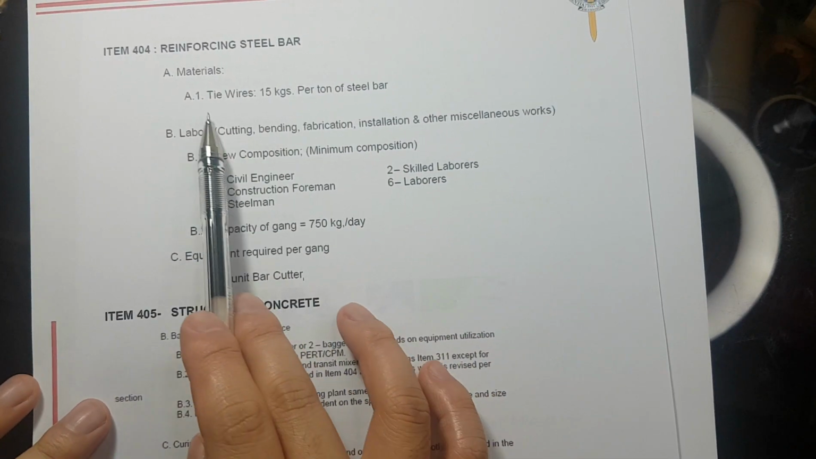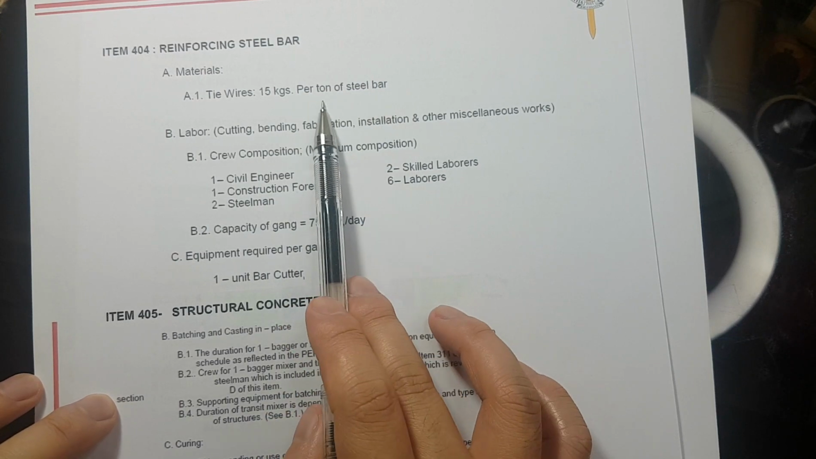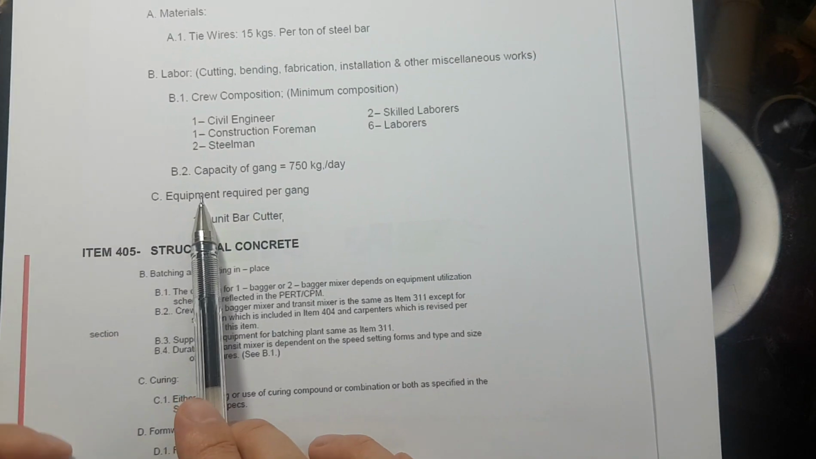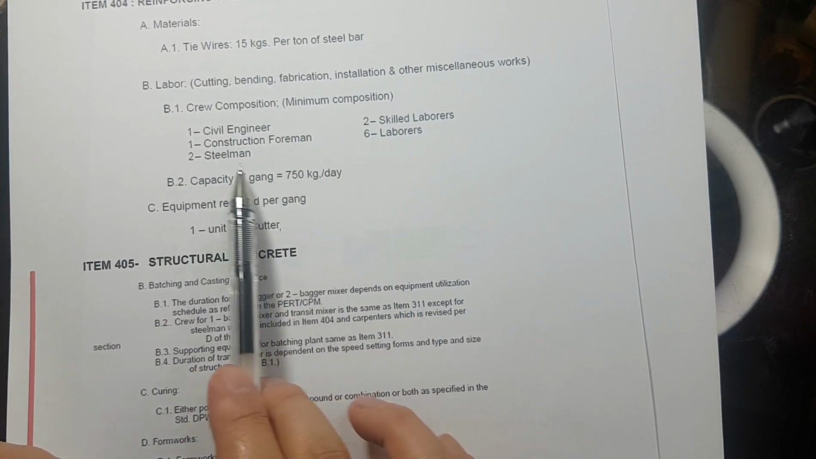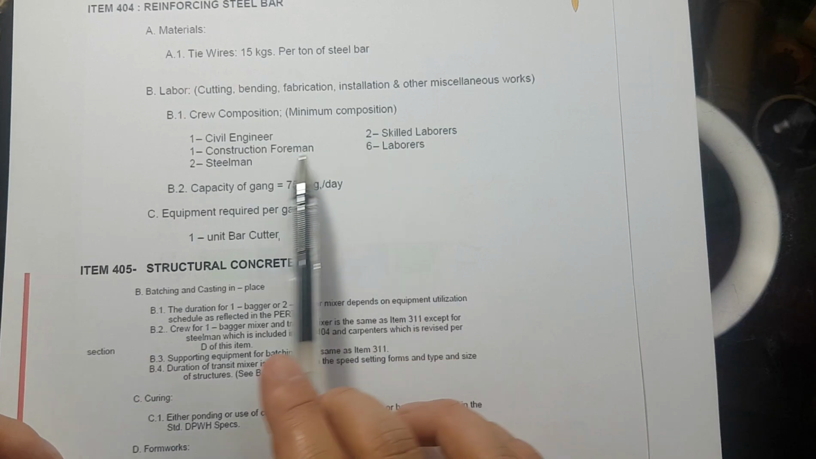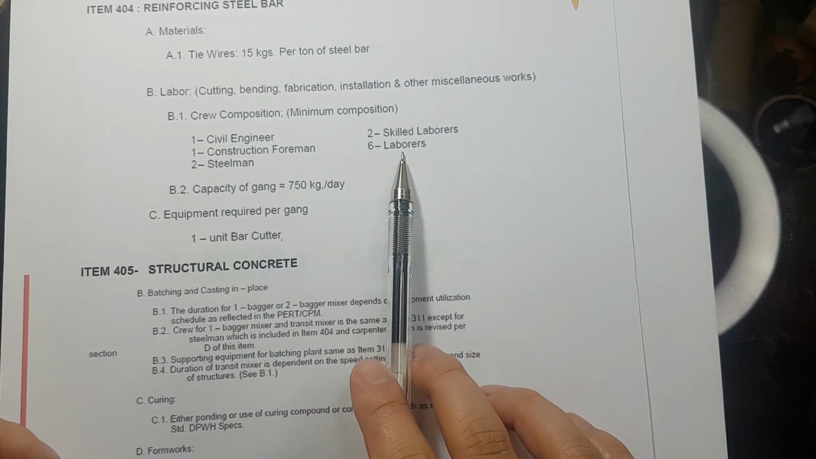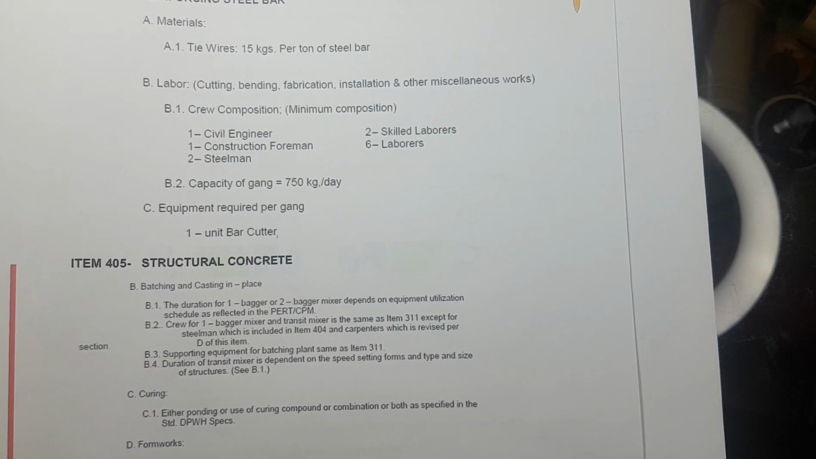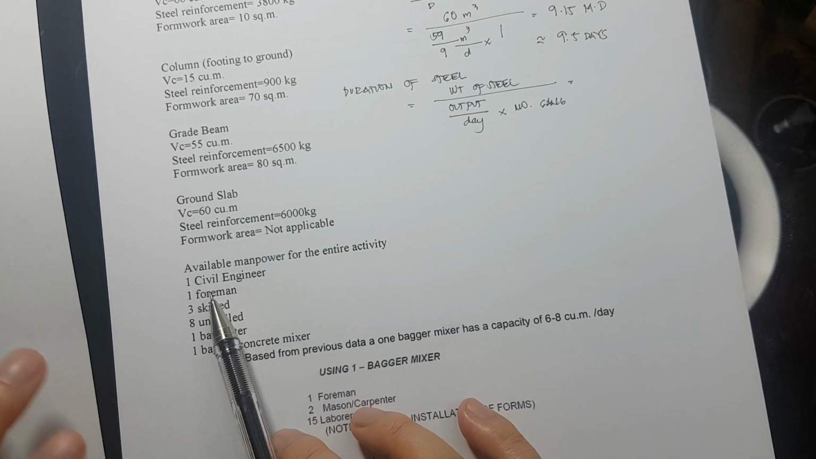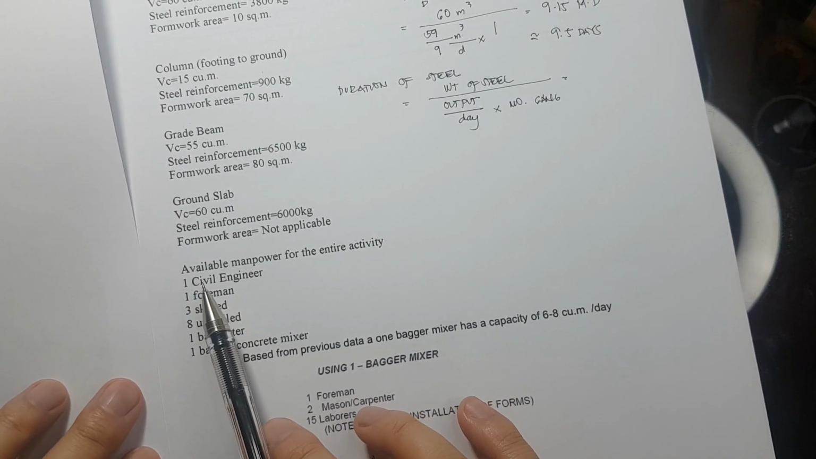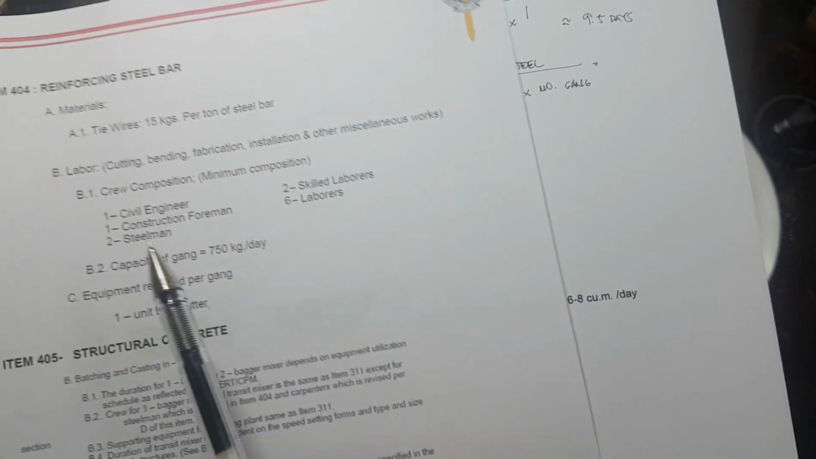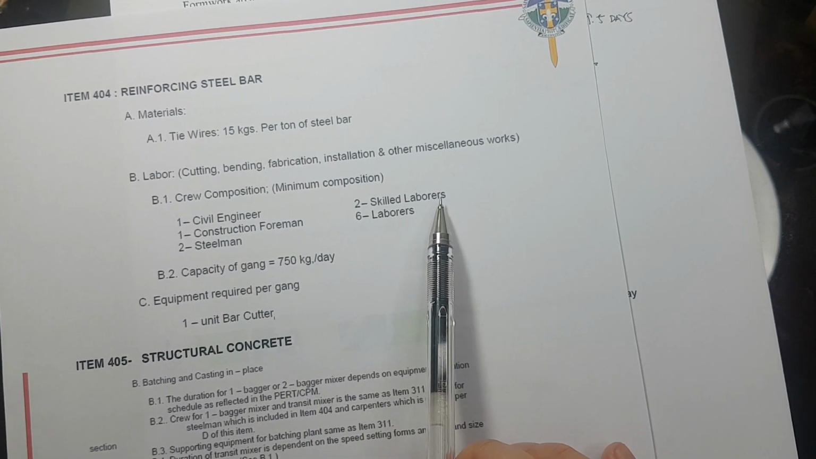Reinforcing steel bar, we have the tie wire, 15 kilograms per ton of steel bar. Then, we have a capacity of 750 kilogram per day having this labor. Okay, so we have here 2 steel men, 2 skilled laborers, 6 laborers, and 1 construction foreman. But the problem here is, again, ang manpower natin dito is 1 foreman, 3 skilled. Ang skilled mo lang dito is si steelman at saka dalawang skilled.